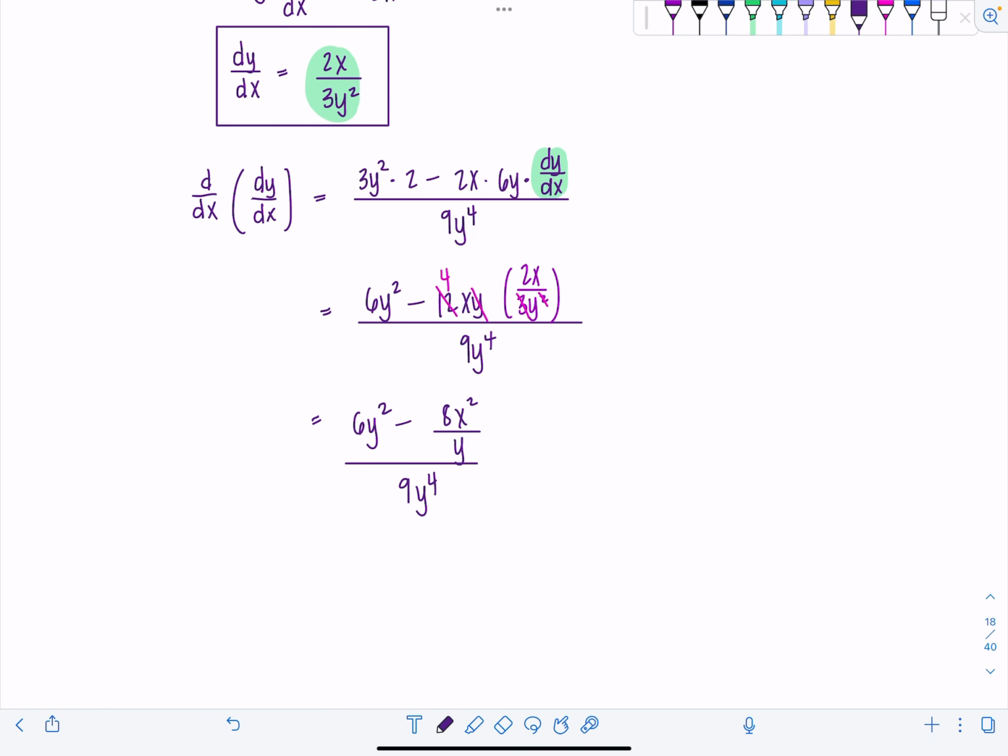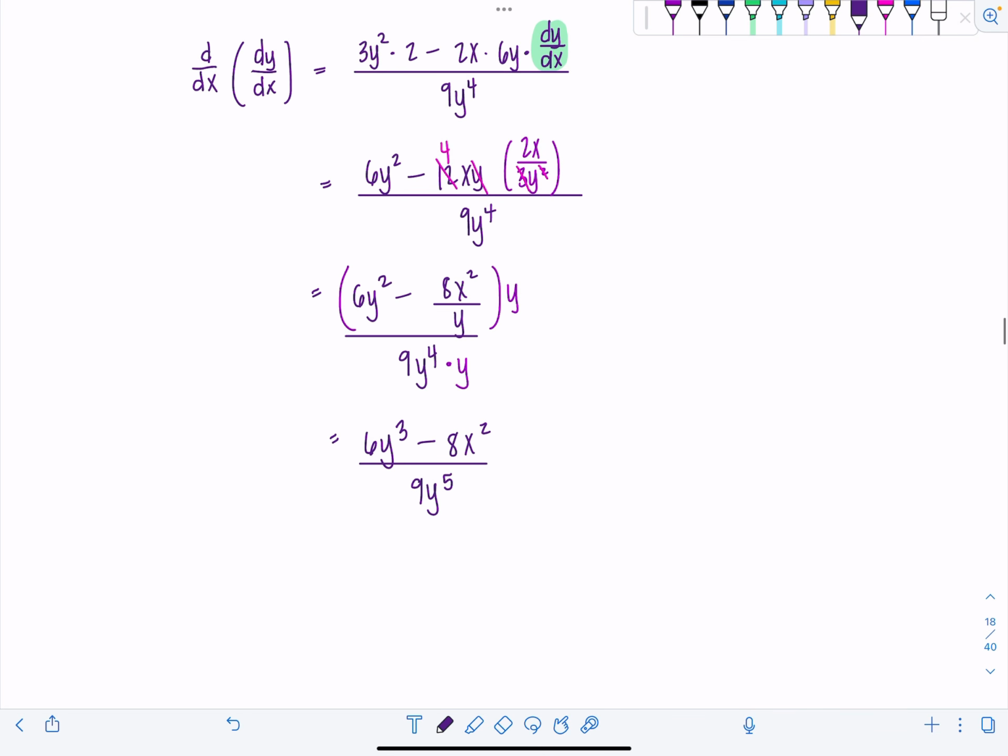And no, of course we can't leave it like that. It's a complex fraction. You can't have a fraction in a fraction. Heavens to Betsy. So multiply everything by the LCD, which is y, to clear it out. And then we'll have 6y cubed minus 8x squared over 9y to the 5th. Can we factor anything out of the numerator? Just a 2, right? So I'm just going to rewrite the second derivative as 2 times 3y cubed minus 4x squared over 9y to the 5th.